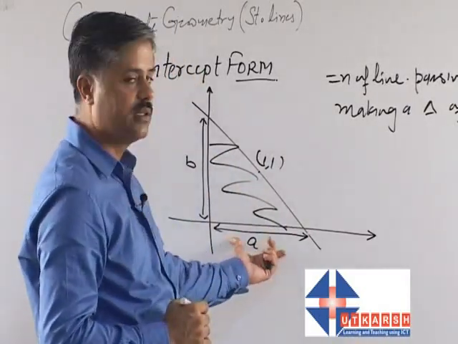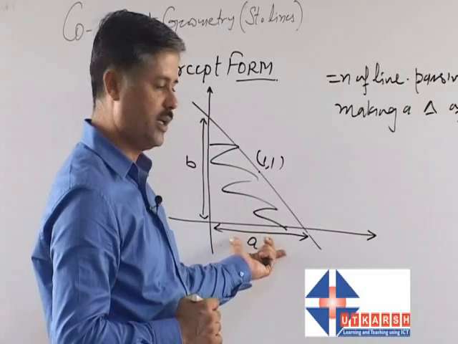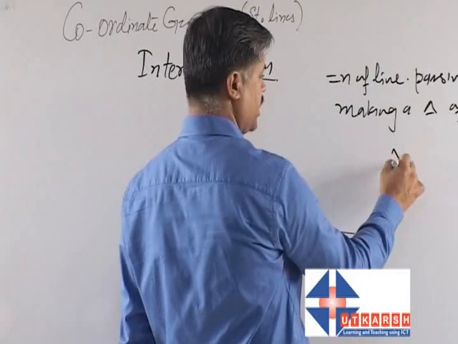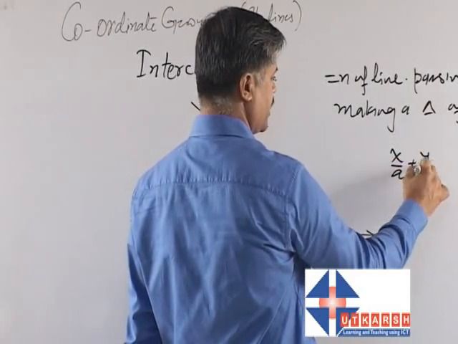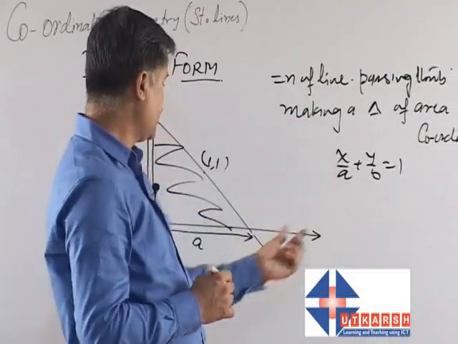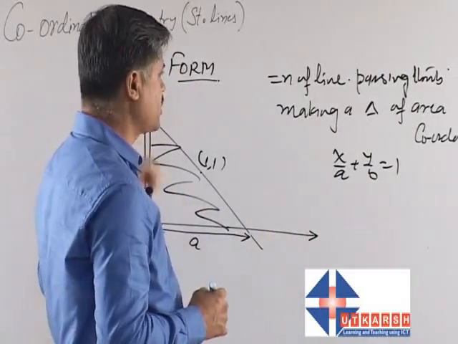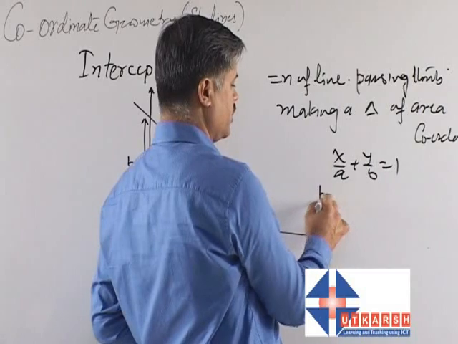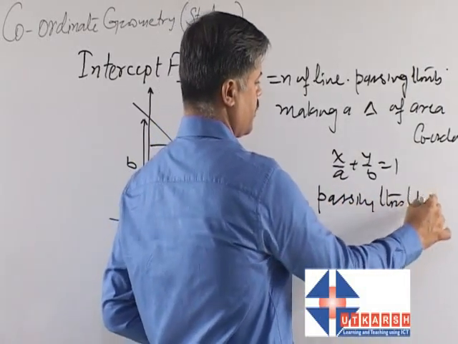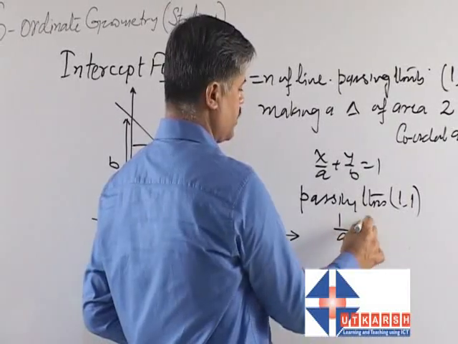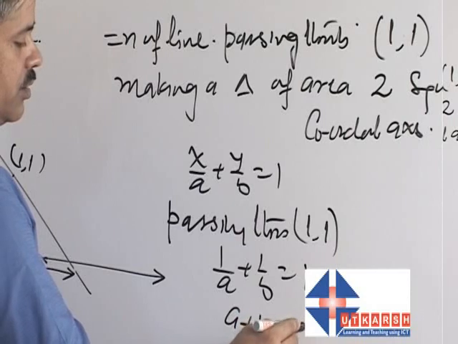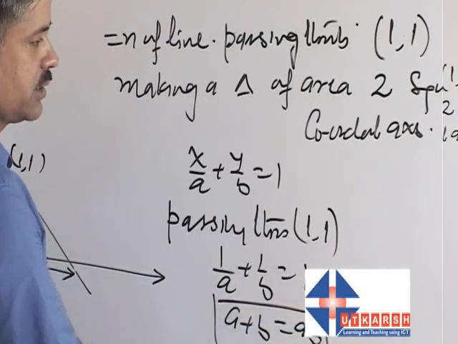For that I will take intercept on x-axis to be a and intercept on y-axis to be b, then the line will be x/a + y/b = 1. इंटरसेप्ट फॉर्म में कि ये लाइन a इंटरसेप्ट यहाँ बना रही है, b इंटरसेप्ट वहाँ बना रही है, passing through (1, 1), so 1/a + 1/b = 1, means a + b = ab आ जाएगा यहाँ से आपके पास.